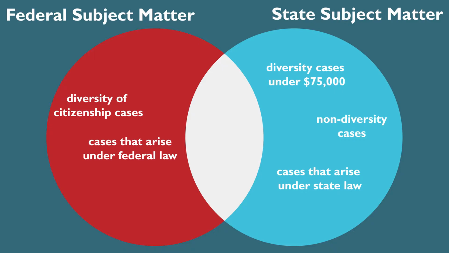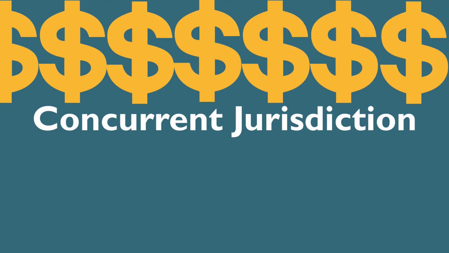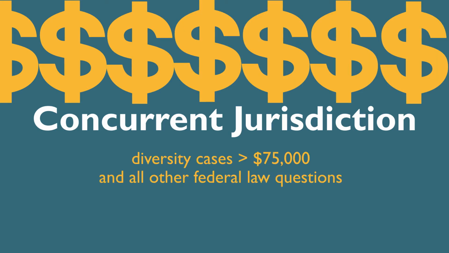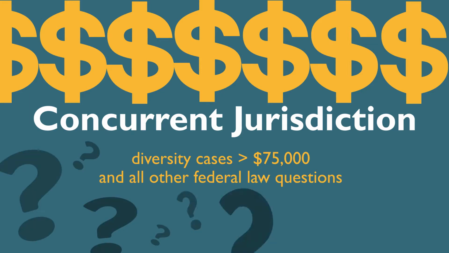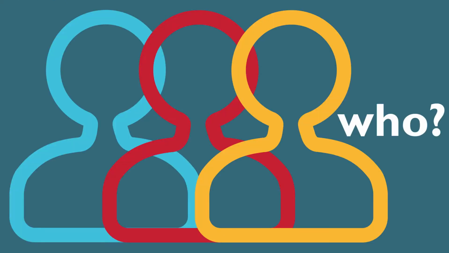Now, those are examples of exclusive federal and exclusive state subject matter jurisdiction, respectively, but there is such a thing as concurrent jurisdiction. This refers to diversity cases that do meet or surpass that $75,000 minimum in addition to all other federal law questions. Whereas subject matter is the what, personal jurisdiction is the who.